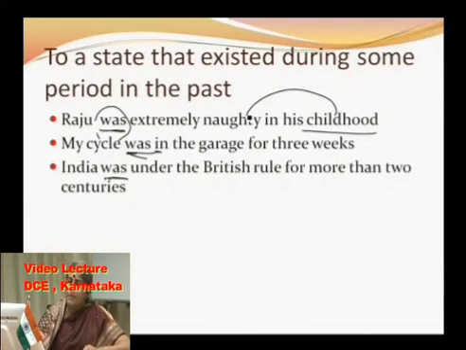It talks about his state. Childhood is a period. Naughty is a state. So here also we use this particular past tense.